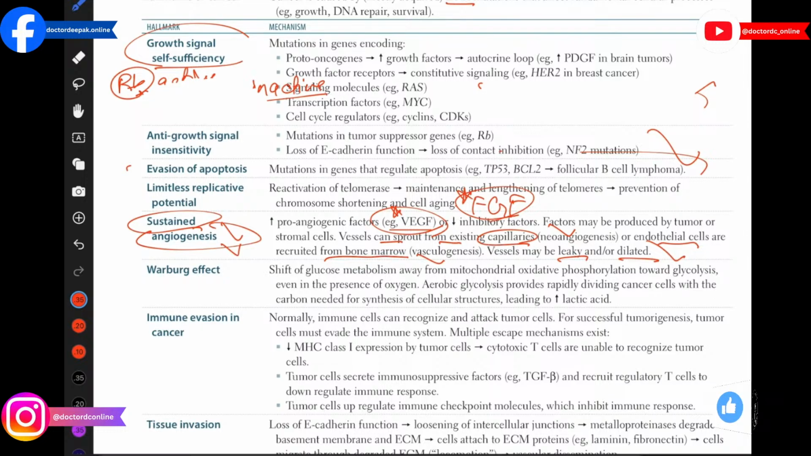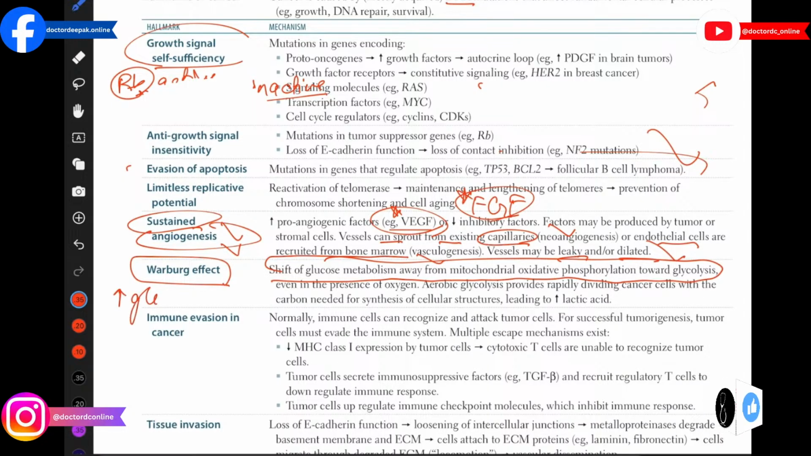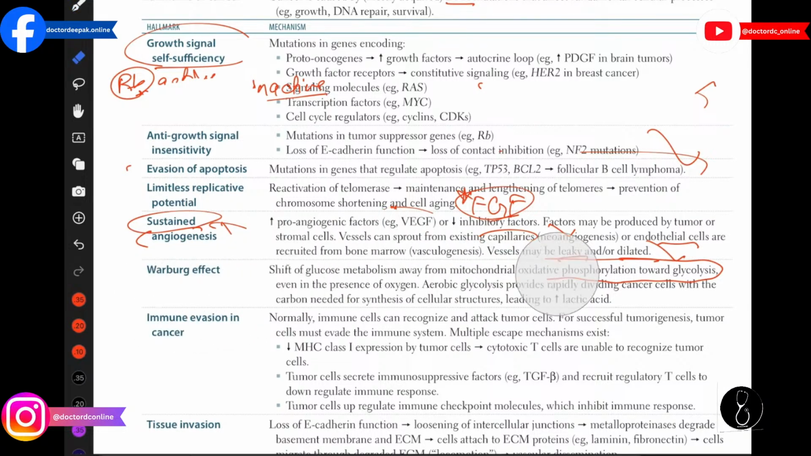Another factor is the Warburg effect, which is the taking up of glucose by the cancer cell. How much glucose is the cancer cell taking? This is a shift in glucose metabolism away from mitochondrial oxidative phosphorylation toward glycolysis. It is a property of cancer cells to take in a high quantity of glucose for metabolism, for generating a high number of ATP.